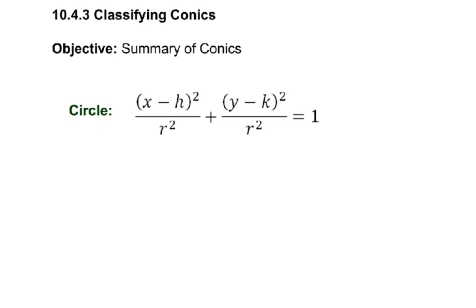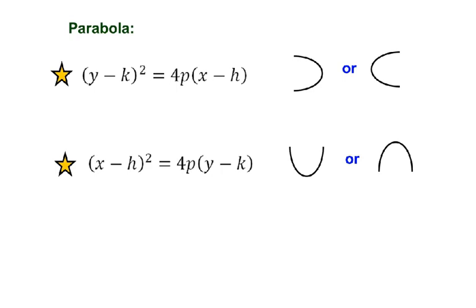10.4.3 Classifying Conic Sections. This part is a summary of our conics. This first equation is a reminder of a circle whose center is at (h, k), and then obviously A and B are equal to each other, so it is just the radius squared. A parabola can be in the form (y minus k) squared or (x minus h) squared, depending on whether or not the parabola opens up or down or left or right.